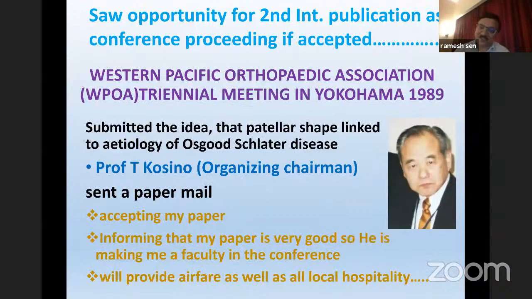And then after the first paper, I got the opportunity of seeing that there is a Western Pacific Orthopedic Association conference in Yokohama. I thought, why not have more publications by sending an abstract? So I sent a paper to them also that I want to present a case. I got a mail from Tomihisa Kosino, who was the organizing chairman. He accepted my paper and he wrote me that your paper idea is so good that I am making you a faculty. I will provide you airfare. I'll provide you all local hospitality. You must come. And you know what this data was giving me?